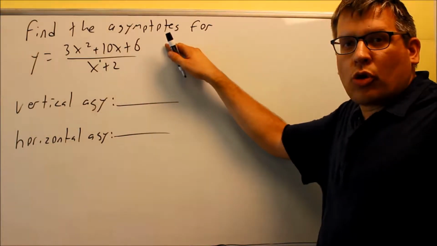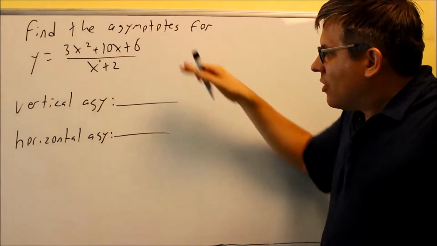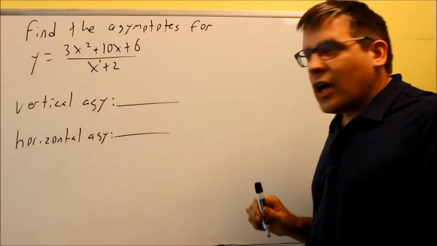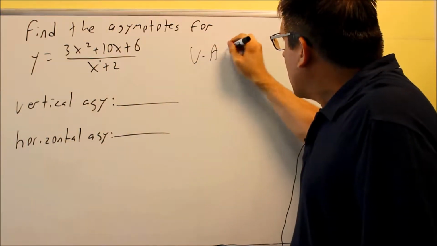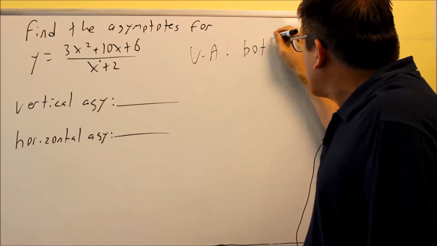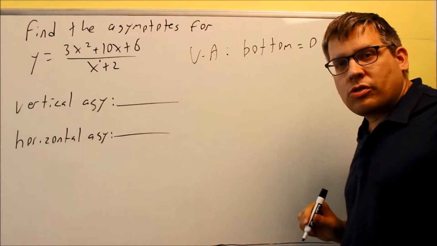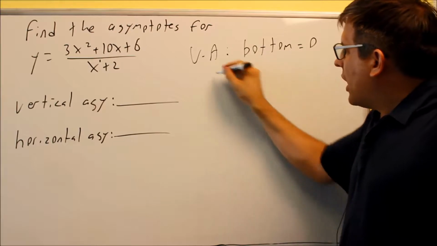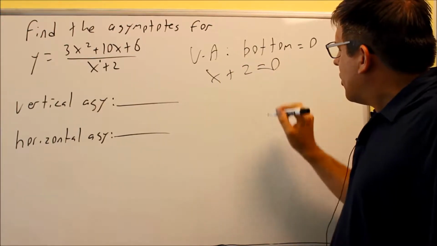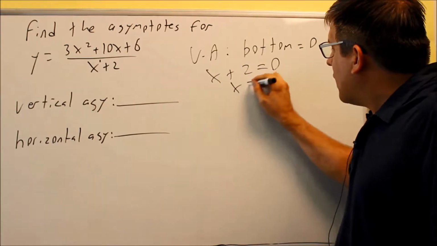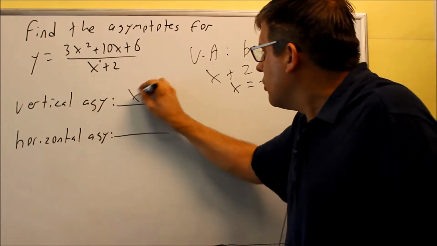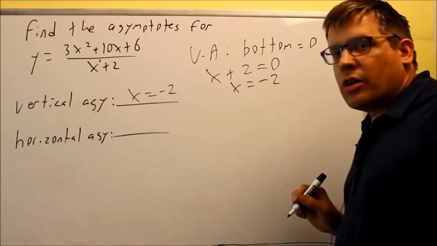Okay, for this one we're only going to find the asymptotes. So we're going to find the vertical and the horizontal asymptote. For the vertical asymptote, you're always going to do the same thing. You're always going to take the bottom one and set it equal to 0. So I have x plus 2 equals 0. If I solve for that, I get x is equal to negative 2. That's going to go in right here.